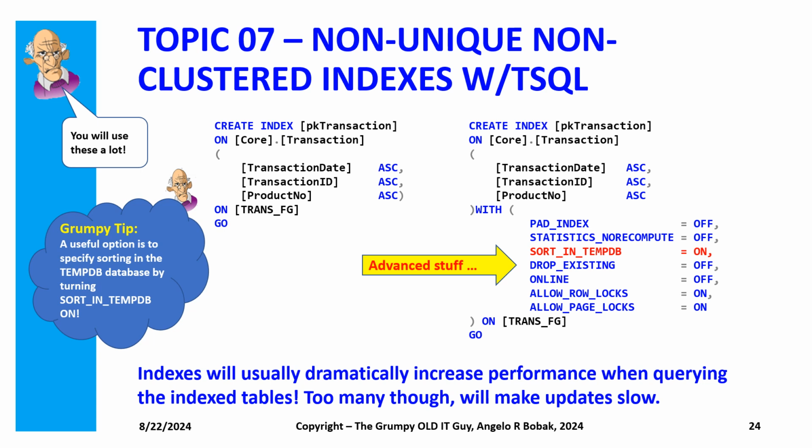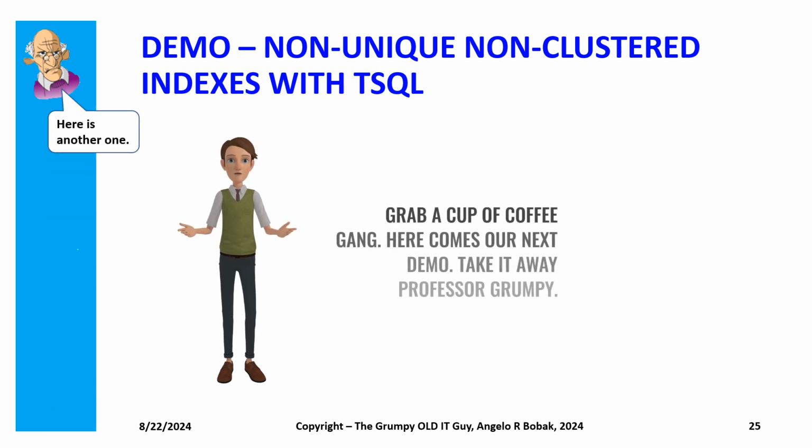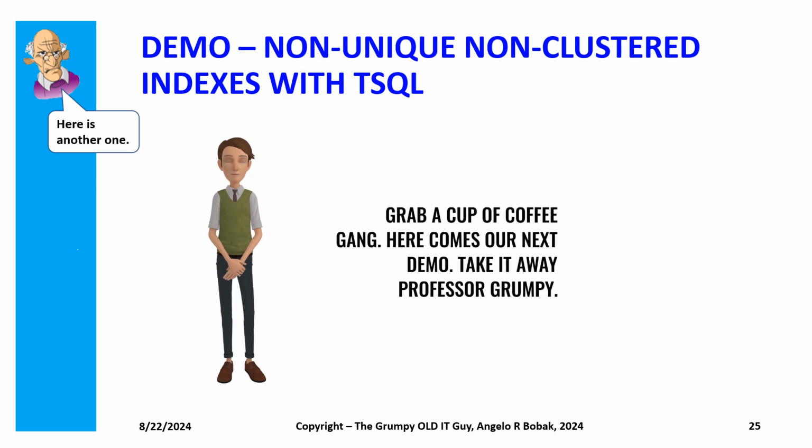Here is a grumpy tip. A helpful option is to specify sorting in the tempdb database by turning sort_in_tempdb on. Grab a cup of coffee, gang. Here comes our next demo. Take it away, Professor Grumpy.